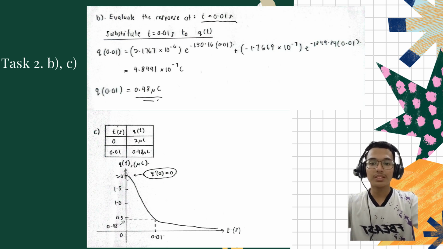For question B, just simply put the T value into the equation, and we can get the value.